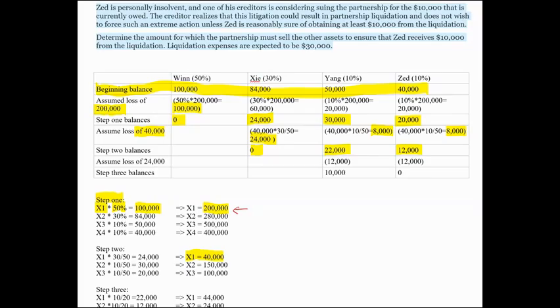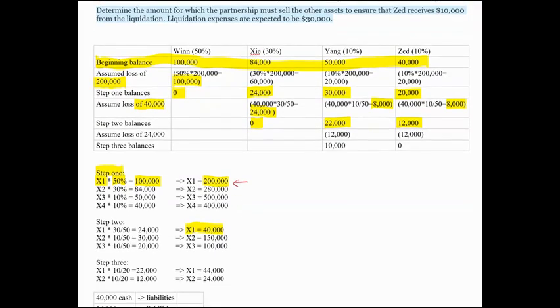So then step 2's balance is going to be 0 for Xie, and Yang has $22,000 left, Z has $12,000 left. Because Yang and Z now need to share the loss equally, if we have a loss of $24,000, that's enough for us to eliminate Z, and Yang still has $10,000 left. So this is the pre-distribution plan, and based on this plan, let's see how we can answer the question.